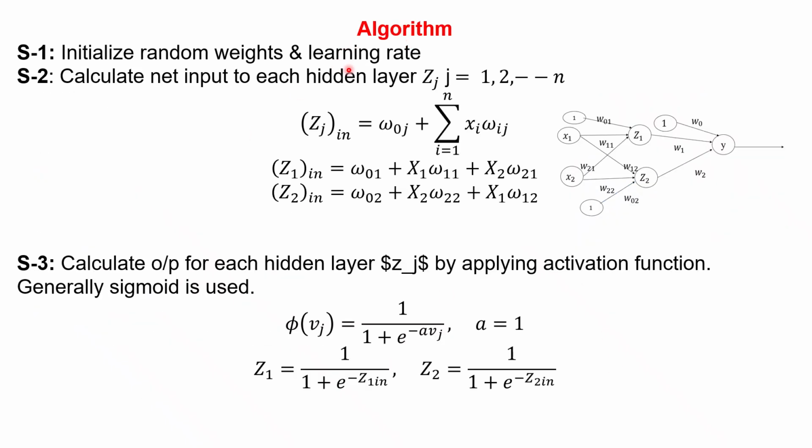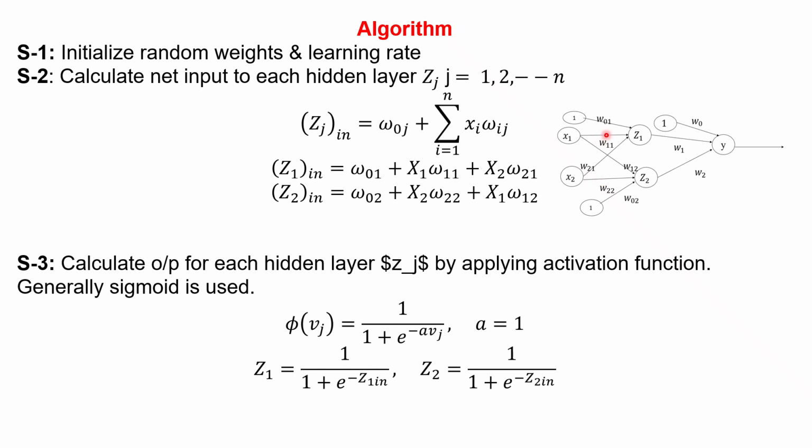The algorithmic process involved in a backpropagation network is shown below. Step 1. We initialize the weights and the learning rate randomly. Step 2. Calculate the net input to each hidden unit Zj for j equal to 1 to n. In general, the mathematical representation of the input to the hidden layer is Zj in is equal to W naught j plus summation i equal to 1 to n of xi wij.